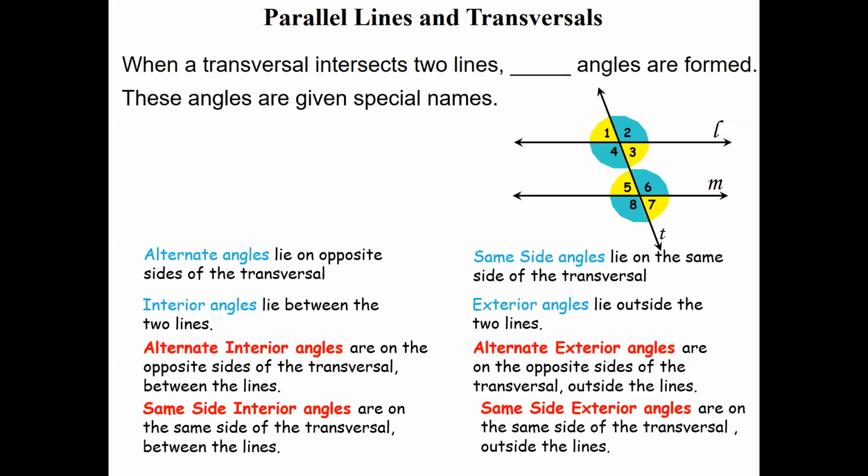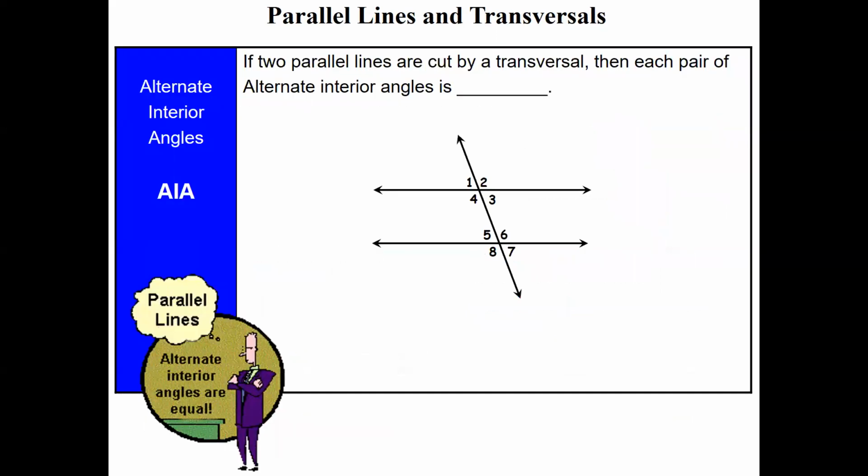And the last one, same side exterior angles, are on the same side of the transversal, outside of my lines. That would be angle 1 and angle 8. They're on the same side of my transversal and outside of my parallel lines. So 1 and 8 would be a pair, and then 2 and 7 would be the other pair. And we're going to practice some of these. If two parallel lines are cut by a transversal, then each pair of alternate interior angles is congruent.